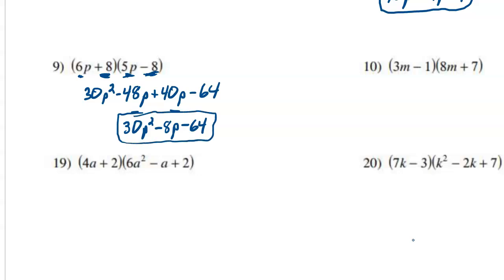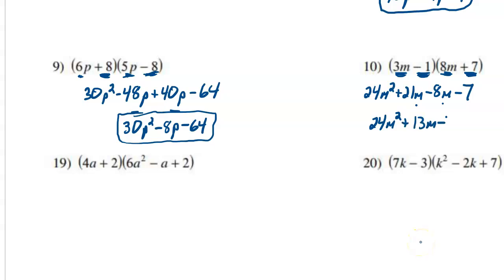Number 10, FOIL. 3m times 8m is 24m squared. 3m times the 7 is 21m. Negative 1 times the 8m is negative 8m. And negative 1 times the 7 is negative 7. These two combine. Final answer is 24m squared plus 13m minus 7.